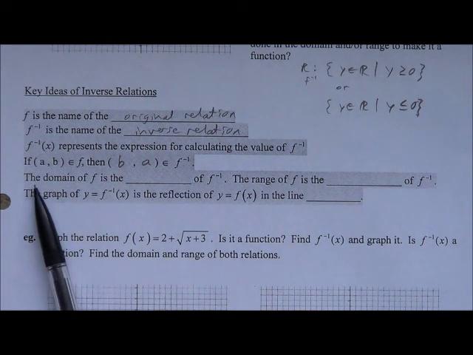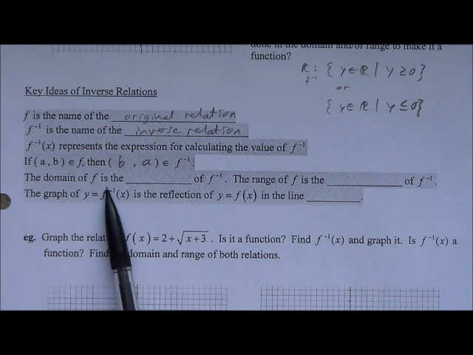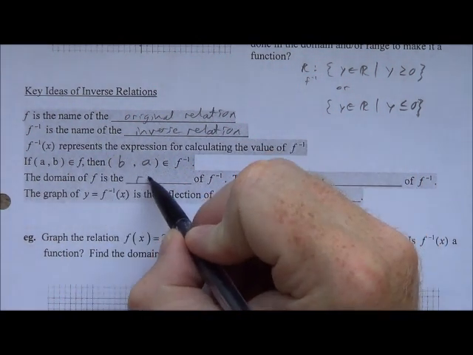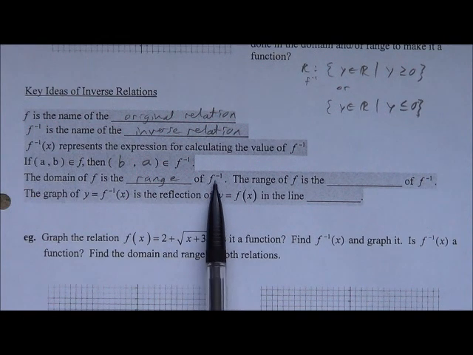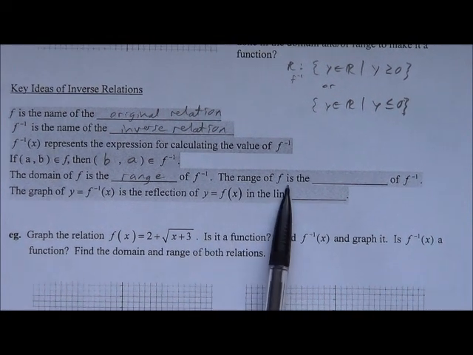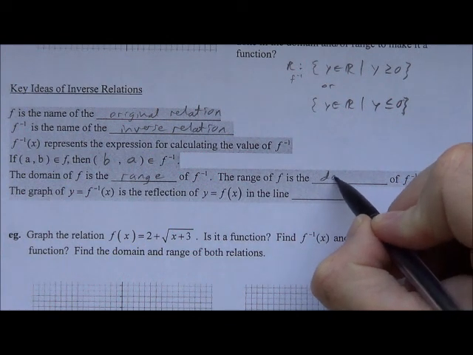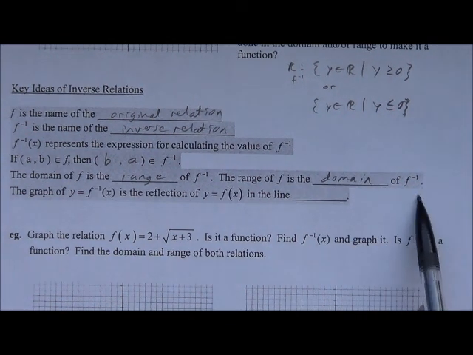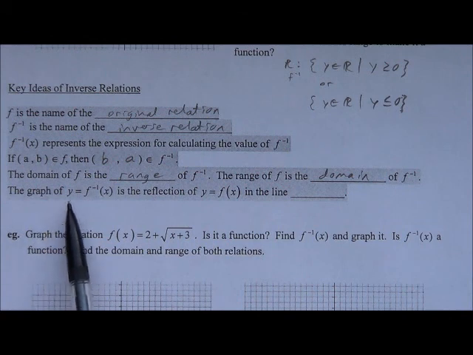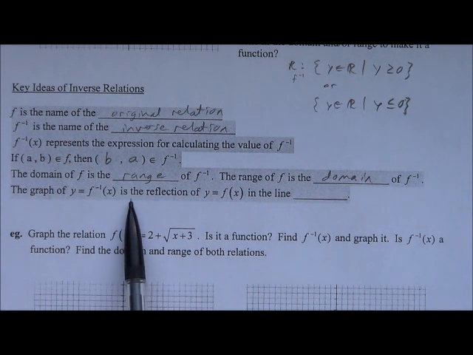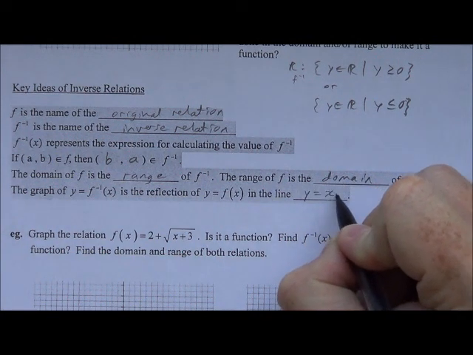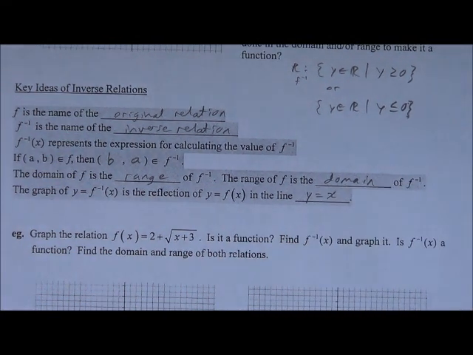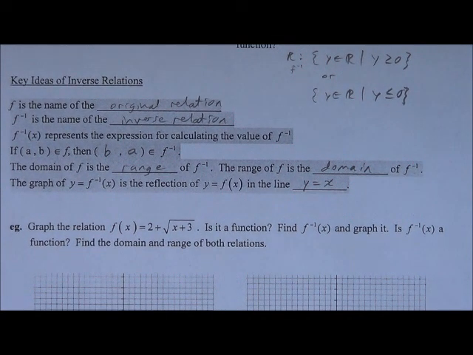And the domain of f is the range of the inverse relation, as we just saw a couple minutes ago, and the range of f is the domain of the inverse relation. The graph of y = f inverse of x is the reflection of y = f(x) in the line y = x, because all of the x and y values are interchanged.